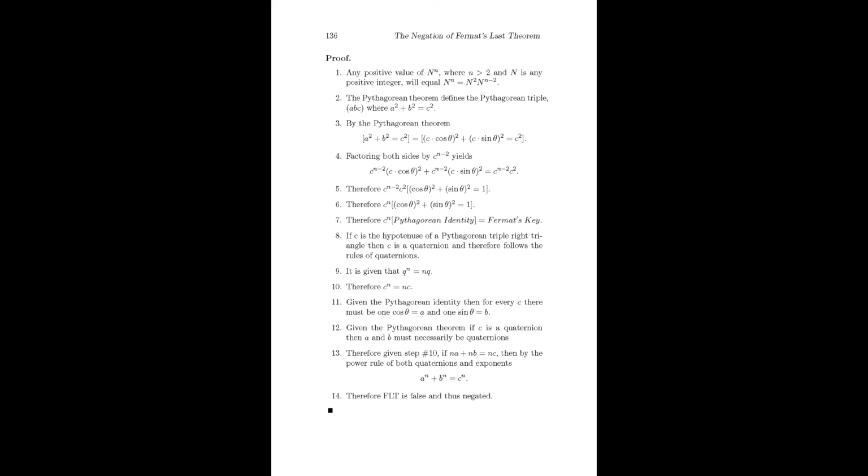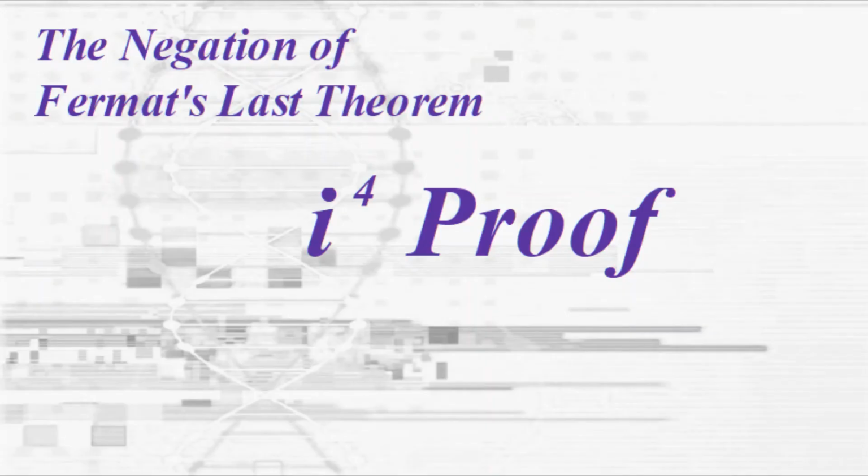Having presented the Fermat key proof, we now present the negation of Fermat's last theorem based upon I to the 4. The I to the 4th power proof is simply an extension of the Fermat key proof. If I is a hypotenuse or tangent, as given by Euler's formula for quaternions, then it must have a cosine and sine counterpart. The number of each counterpart has to match the number of tangents. We now present the I to the 4 proof.